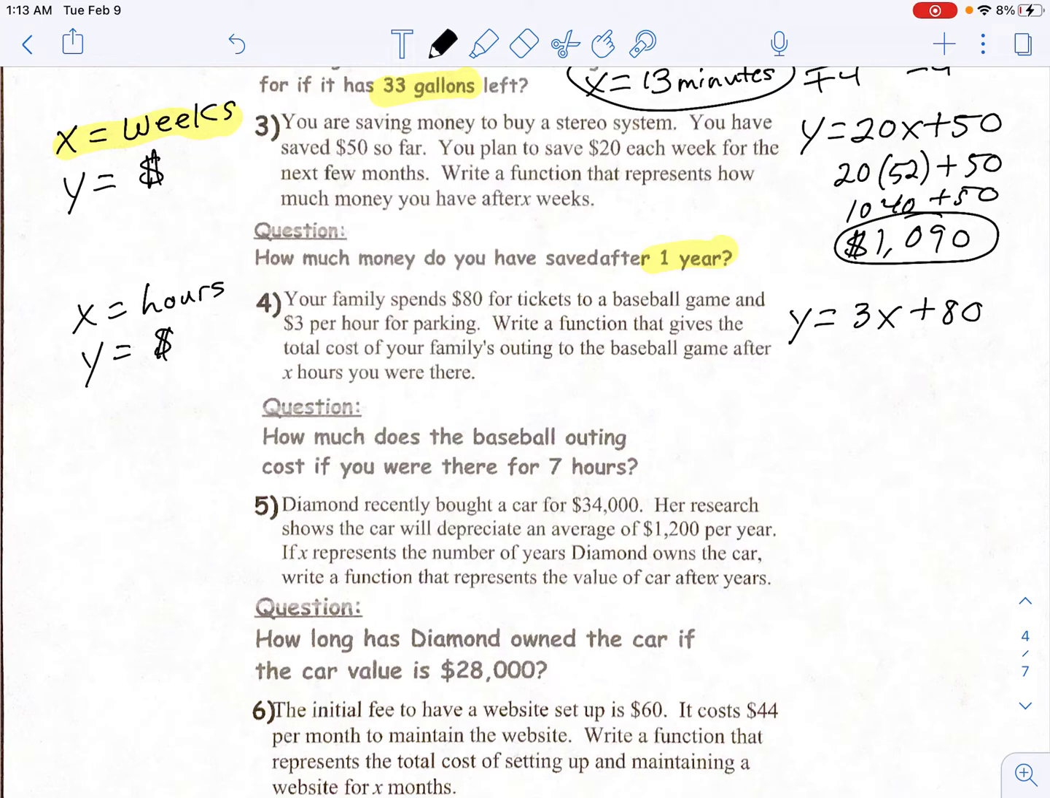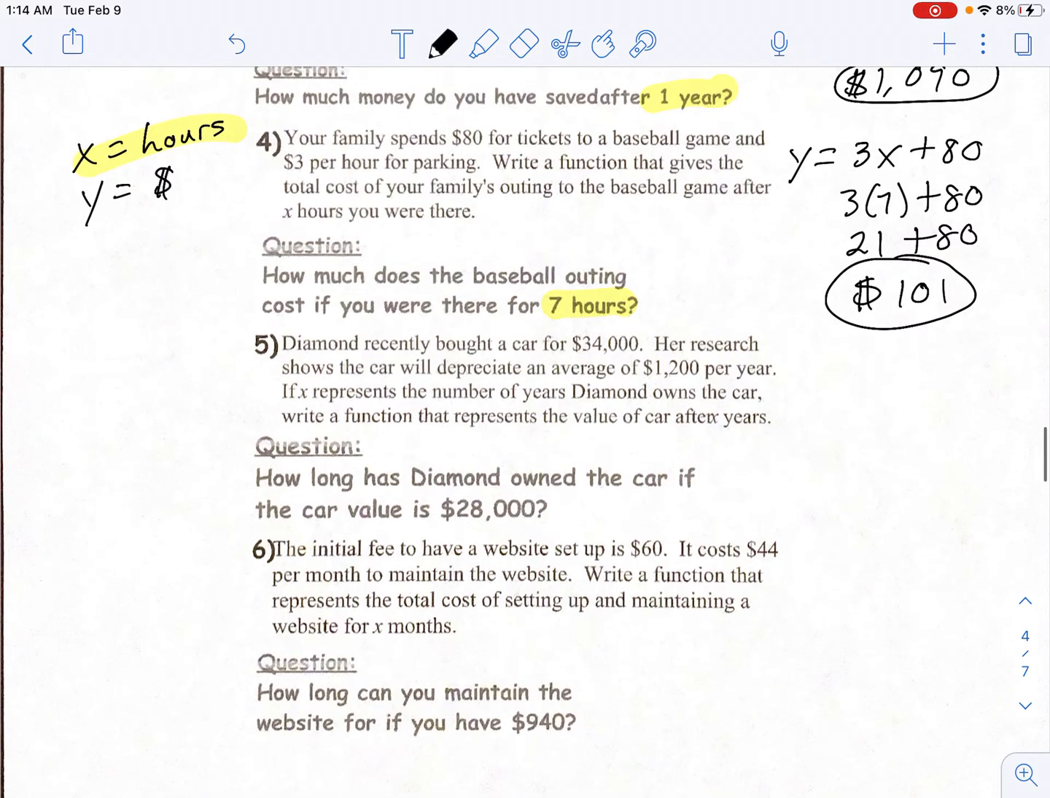All right. So now that we've got our equation, now that we've got our labels, we can answer any question that it asks. How much does a baseball outing cost if you were there for 7 hours? Obviously that matches our X label. So we're going to plug in 7 right here. 7 times 3 is 21. Plus 80, it's going to cost $101.